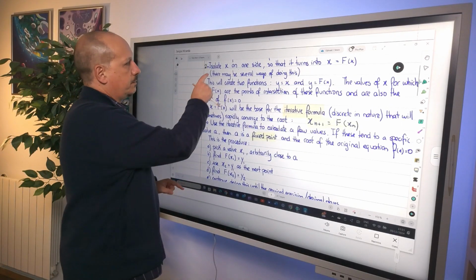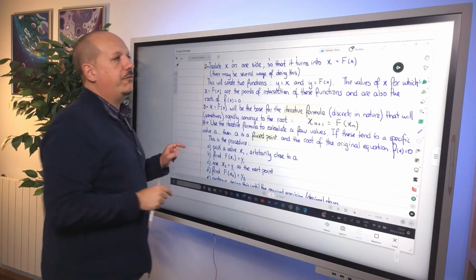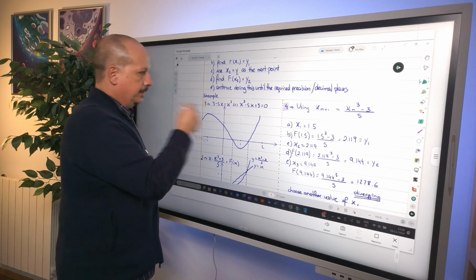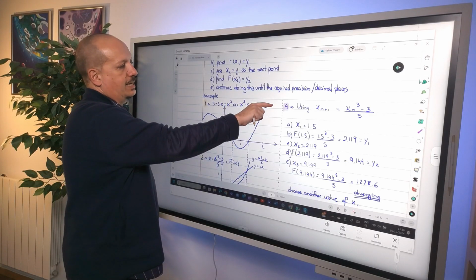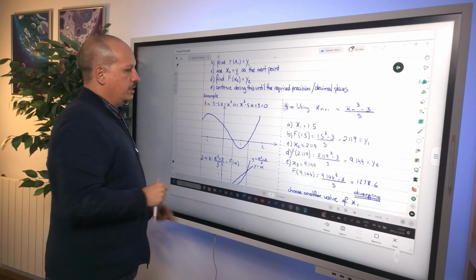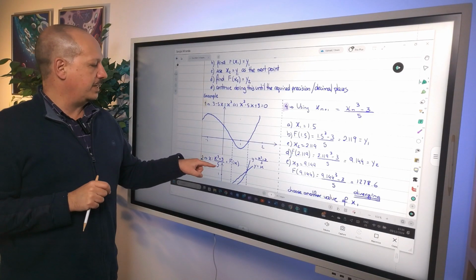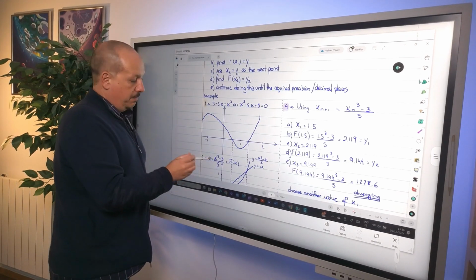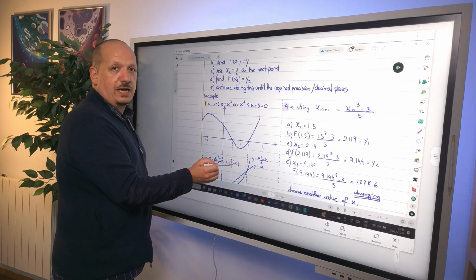Second step, isolate x on one side so that it turns into x equals big F of x. In this case, I picked to send this minus 5x over to that side, and then the 5 back over here. So I would get x equals (x cubed plus 3) divided by 5. Notice that this and this are the same, right? But now this part over here is going to be your new function, big F of x.